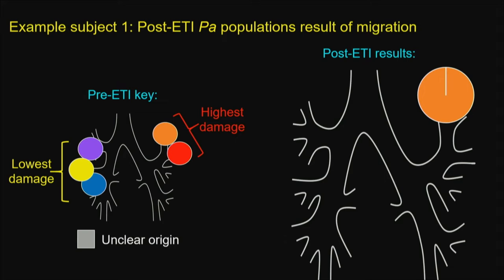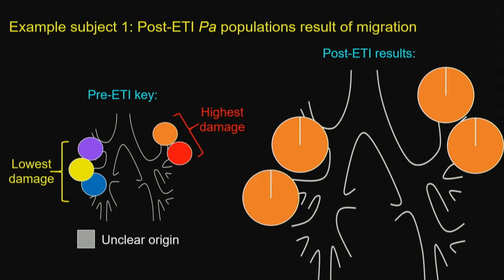Then when we looked at the next region, we found that all of these isolates also descend from the orange region, which represents migration from the orange region into the red region. Finally, when we looked across the rest of the regions, we found that all of the isolates actually descend from the orange region, indicating migration throughout the entire lung.